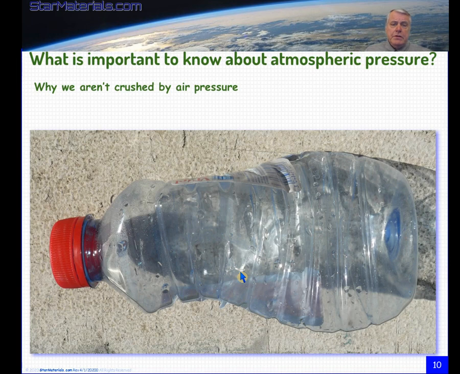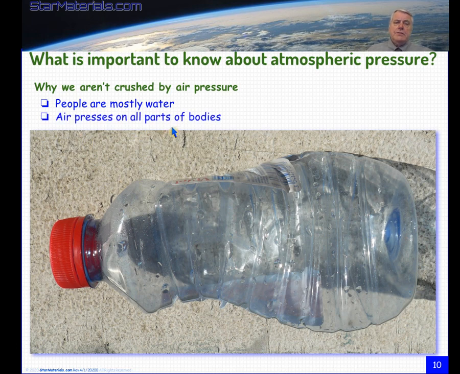Now, why aren't we crushed by all this air pressure? Remember, there's about a ton pressing down on you right now. Well, people are mostly water, and water is very difficult to compress. And the air presses on not only the top of us, but underneath and the side and the front. So it presses on all parts of the body.